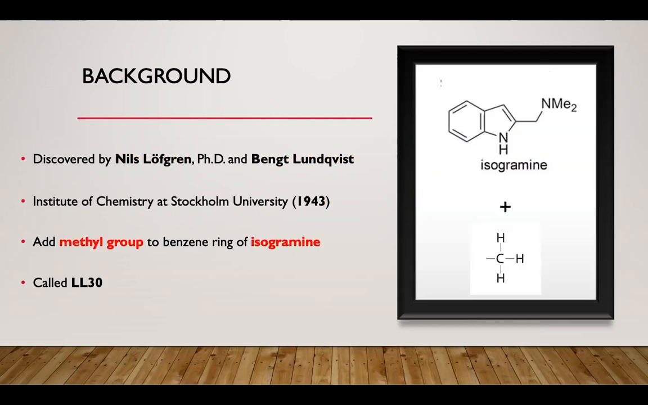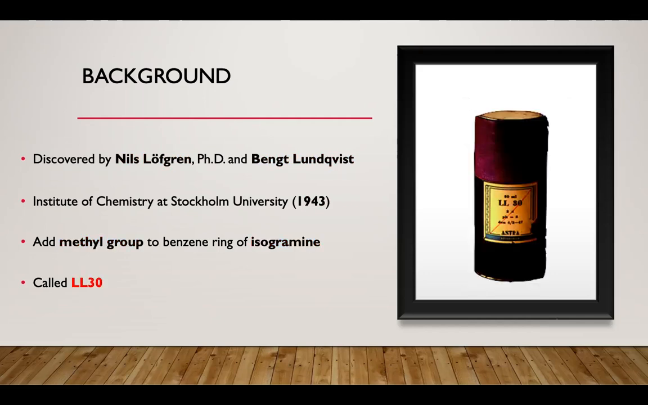In experimental trials, a methyl group was added to the sixth position on the benzene ring of isogramine. They named this new molecule LL30 after their last names. Later, the name was changed to lidocaine. Pictured is an actual photograph of the original packaging in which lidocaine was distributed in the late 1940s.